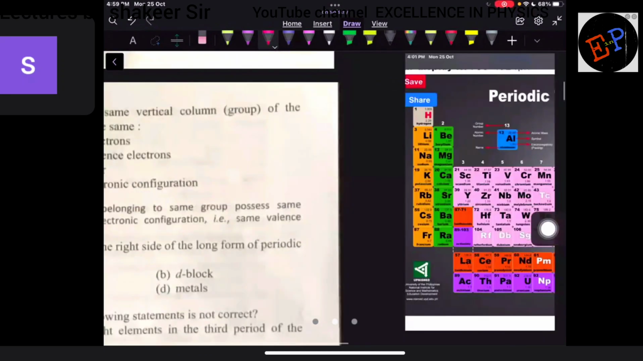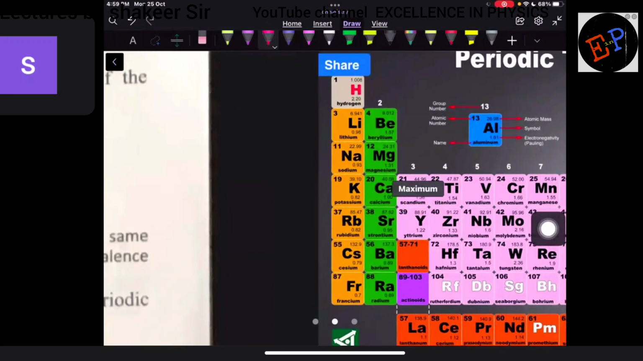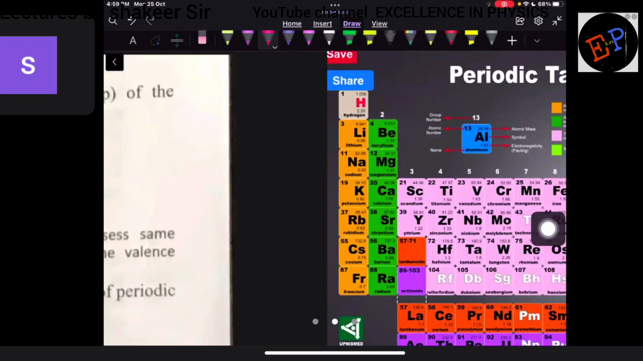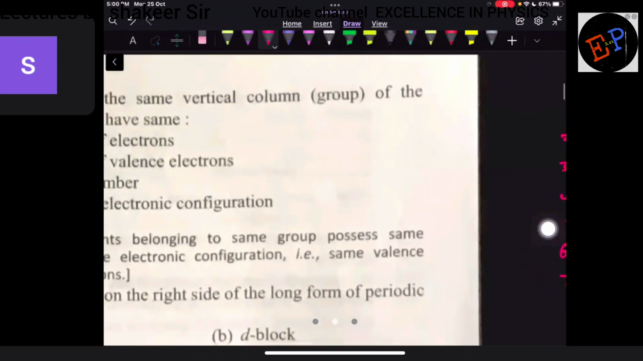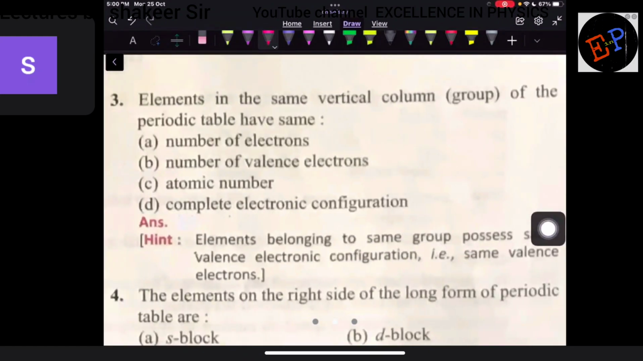For example, you see these metals. Okay? So hydrogen, lithium, sodium, potassium, rubidium, cesium, and francium. Lithium has an outermost electronic configuration of 2s1. Sodium has 3s1. Potassium has 4s1. Rubidium has 5s1. This is 6s1. This is 7s1. So outermost electronic configuration is same. Or you can say the electrons present in the outermost shell are same. And the electrons present in the outermost shell are called valence electrons.